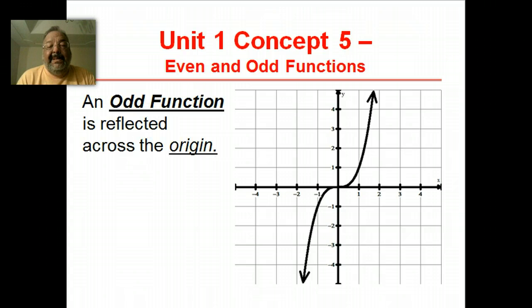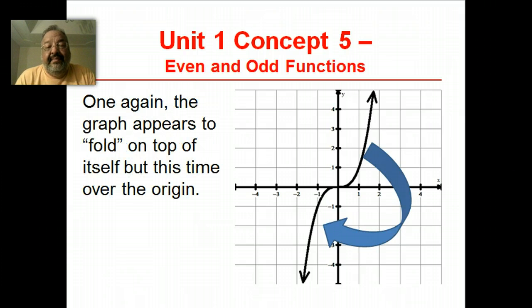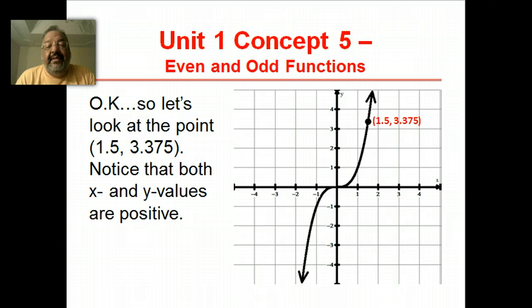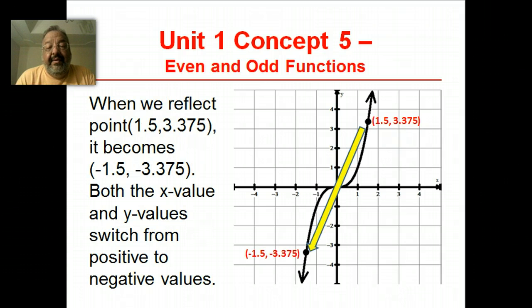Here's an odd function. Now an odd function is reflected across the origin. Not, I tell you, across the x-axis. That is wrong. It reflects across the origin. So once again, it appears to fold on top of itself, but this time when you fold it across the origin. Look at the point this time. It's 1.5 and 3.375. When I fold or reflect it across the origin, that point goes down here, right? And now notice, both the x and the y have their signs change. They were positive at the beginning, now they're negative.